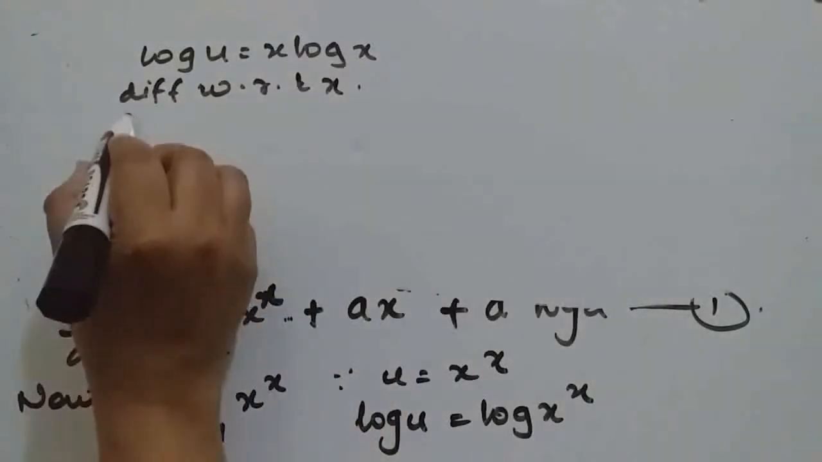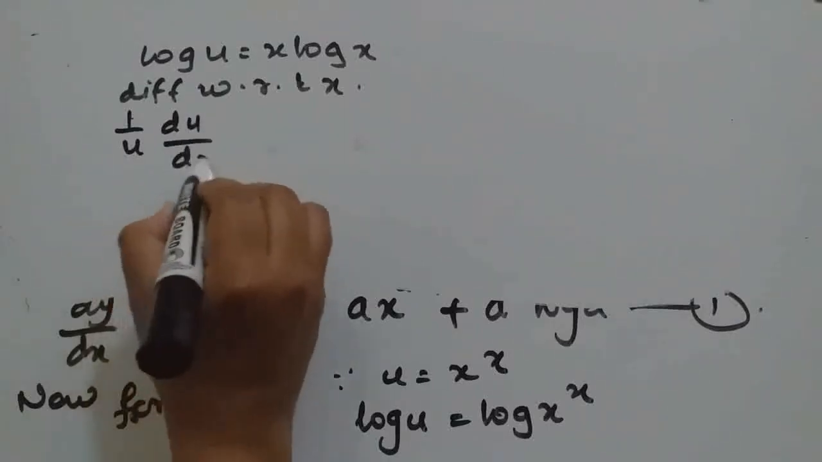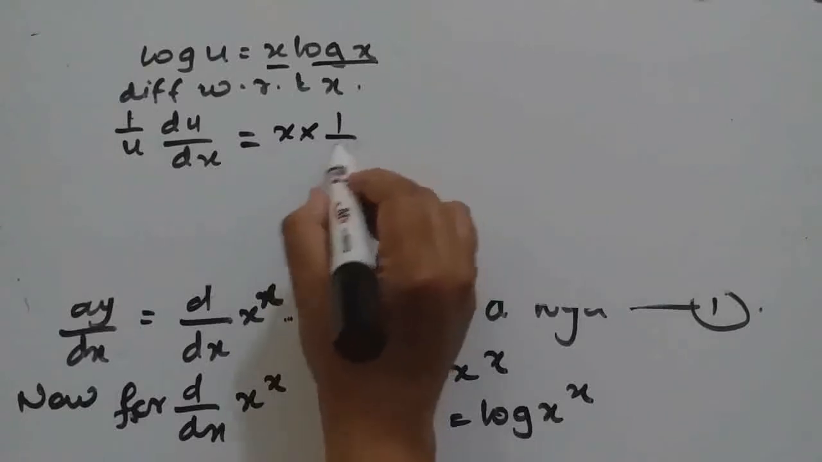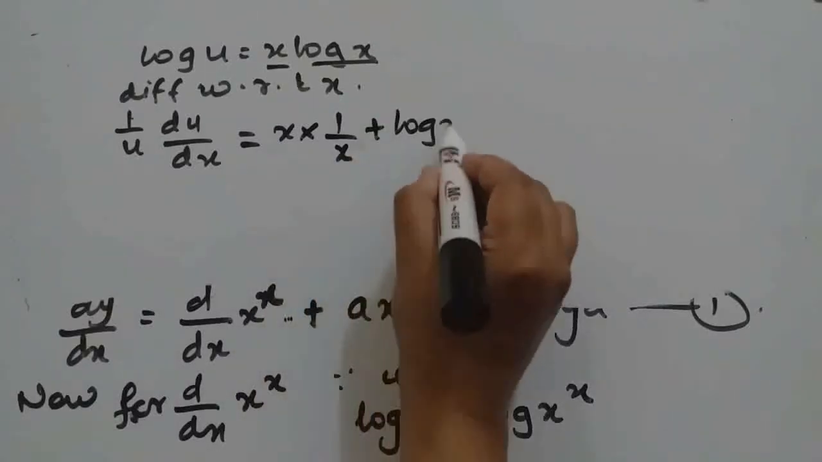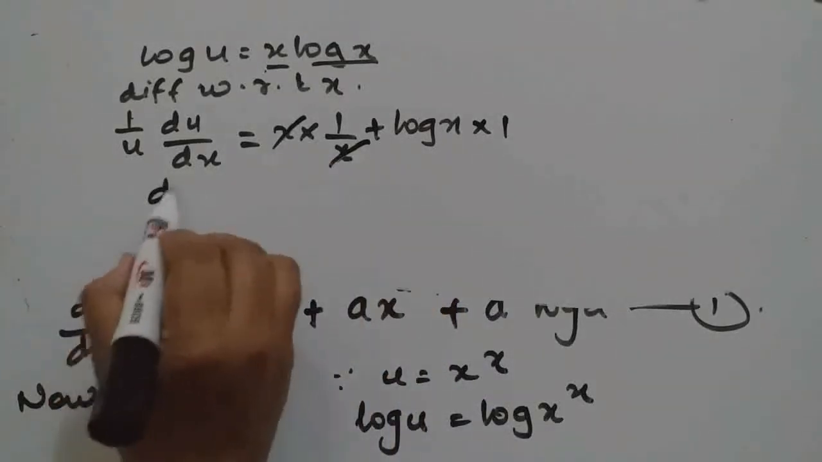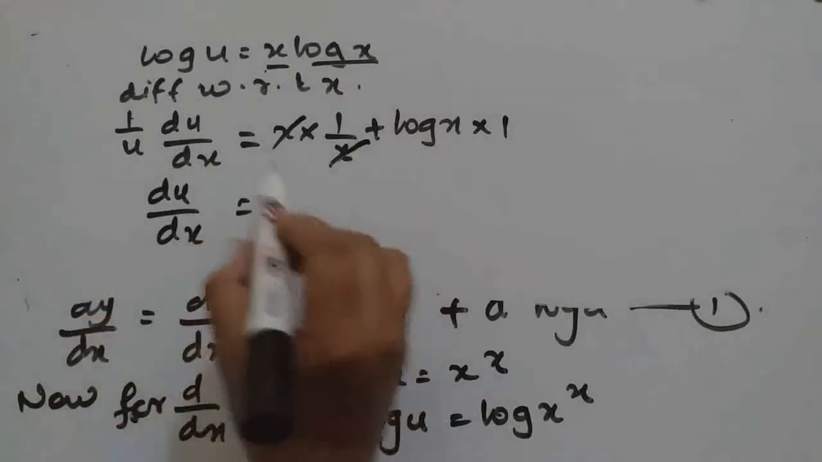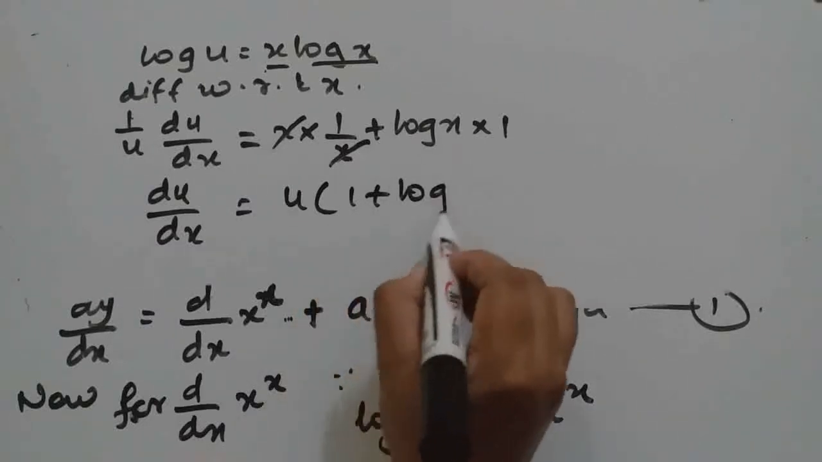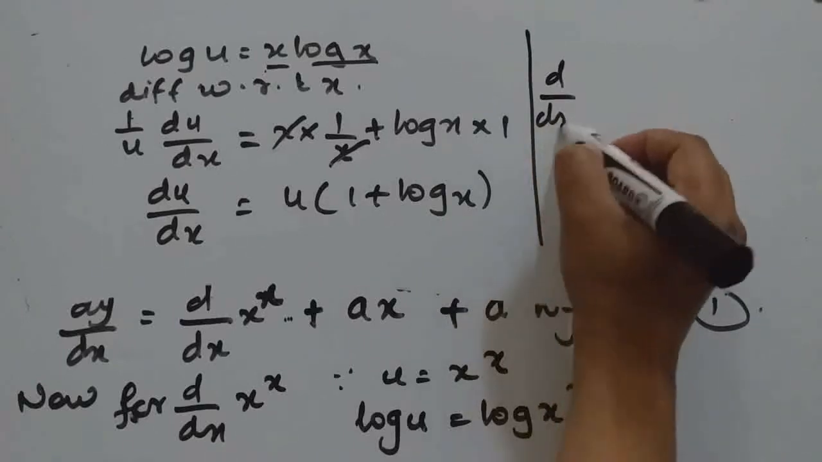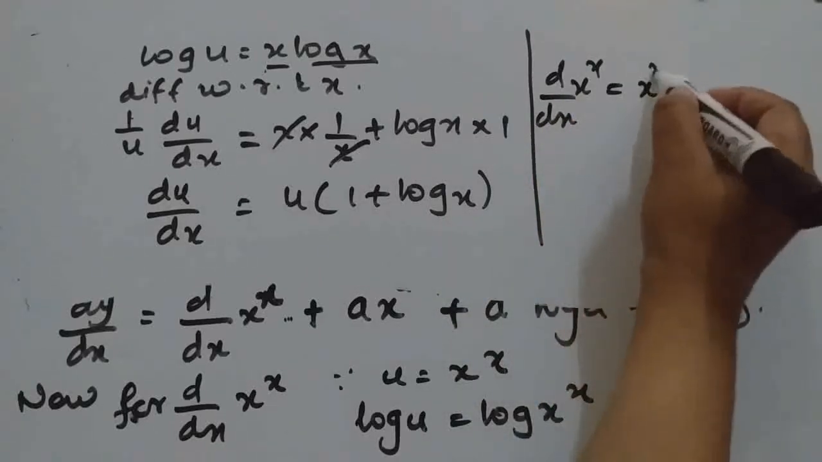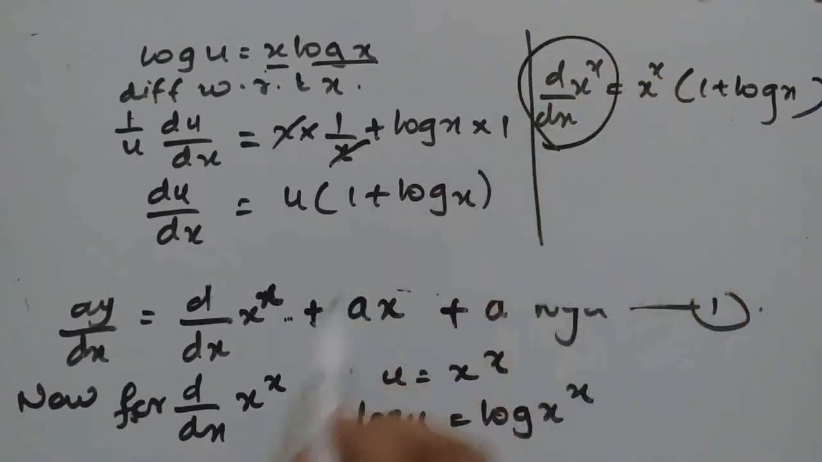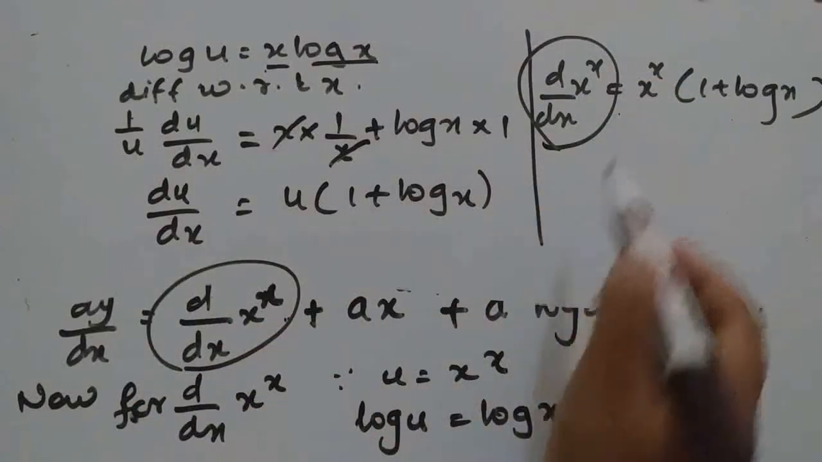So 1 by u du by dx. Here product rule: x same, derivative of log x is 1 by x, plus log x same, derivative of x is 1. This x will go. So du by dx will be u into 1 plus log x. But u is what? x power x. So this value we will substitute in equation 1.